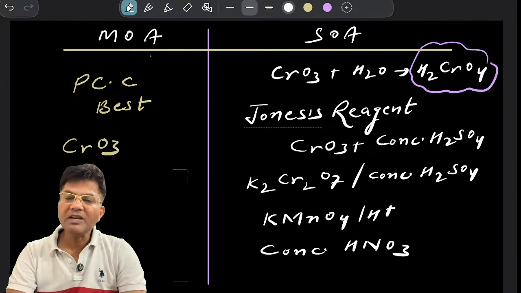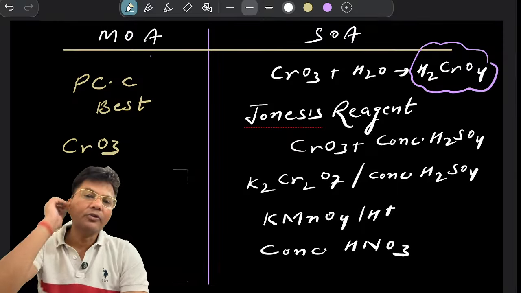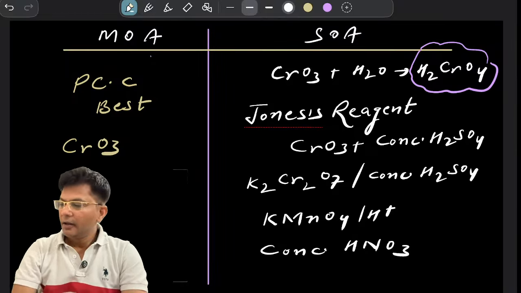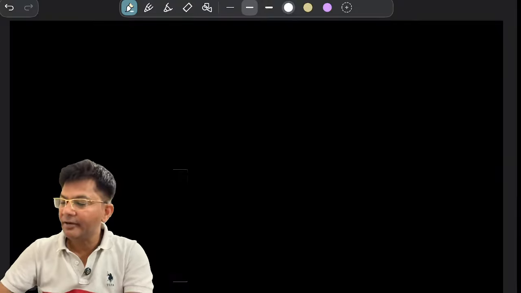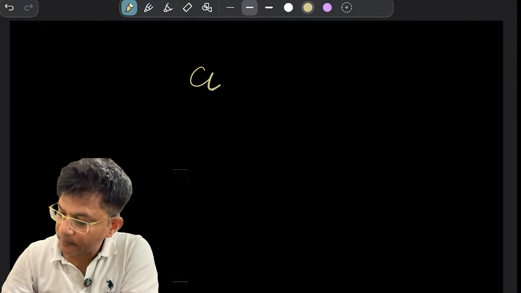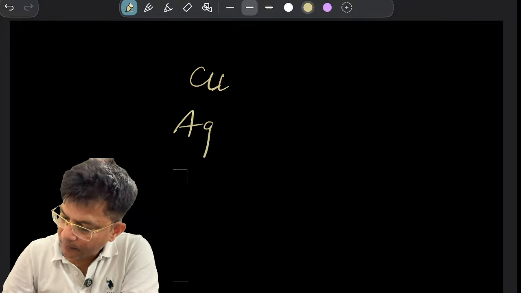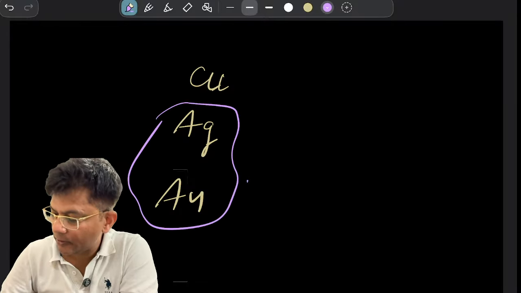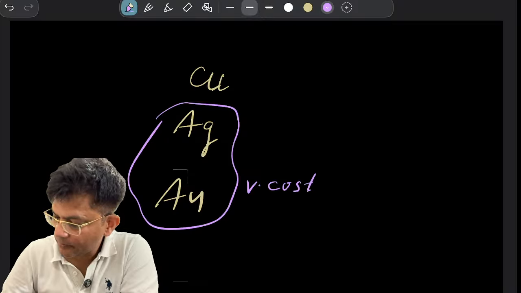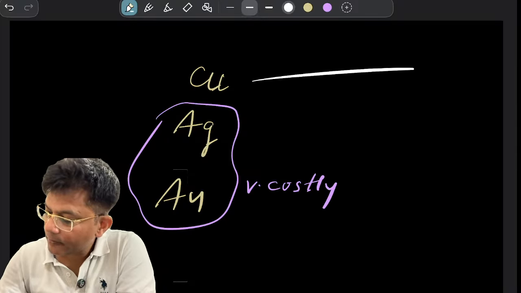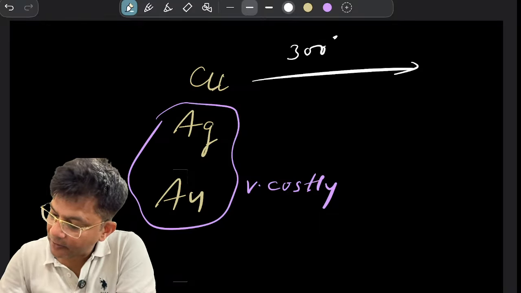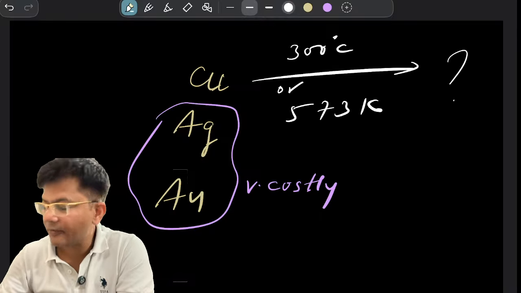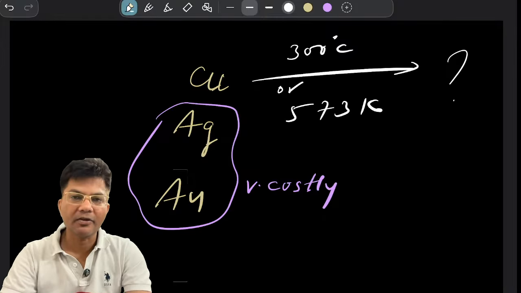Now, by keeping each and everything in our brain, I would like to focus at one place: copper, silver, gold. If you provide high temperature, then they will behave differently. Silver and gold are very costly, so the examiner will not give them in your exam. They will give copper, and they can write 300 degrees Celsius temperature, or 573 Kelvin. They will react differently with different types of alcohol. That is the thing which is required.